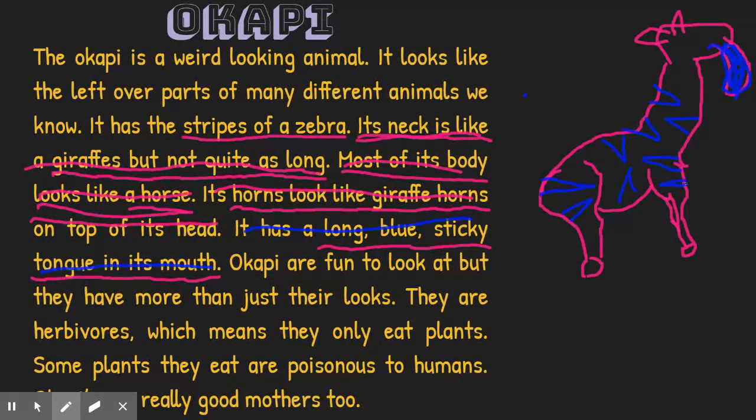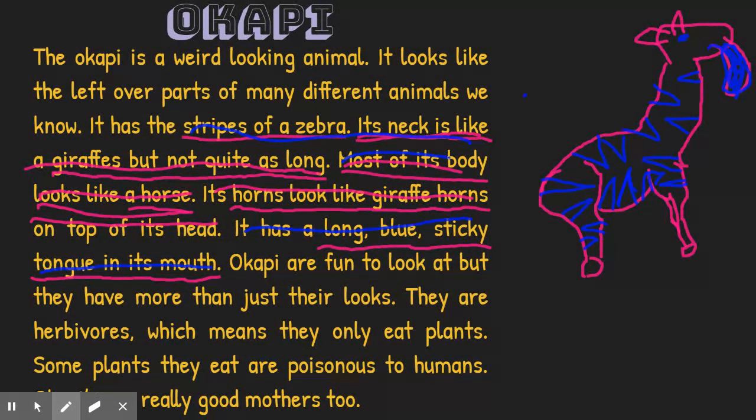Oh my gosh, this poor animal. I hope you don't look like this in real life. Oh my gosh. I really hope you don't look like this. Okay, alright, we'll give you pretty blue eyes. Alright, so I did stripes of a zebra. Its neck looks like a giraffe. Most of its body is like a horse. It's got giraffe horns on top of its head, it's got a blue sticky tongue. Okay, so that's my animal right there.